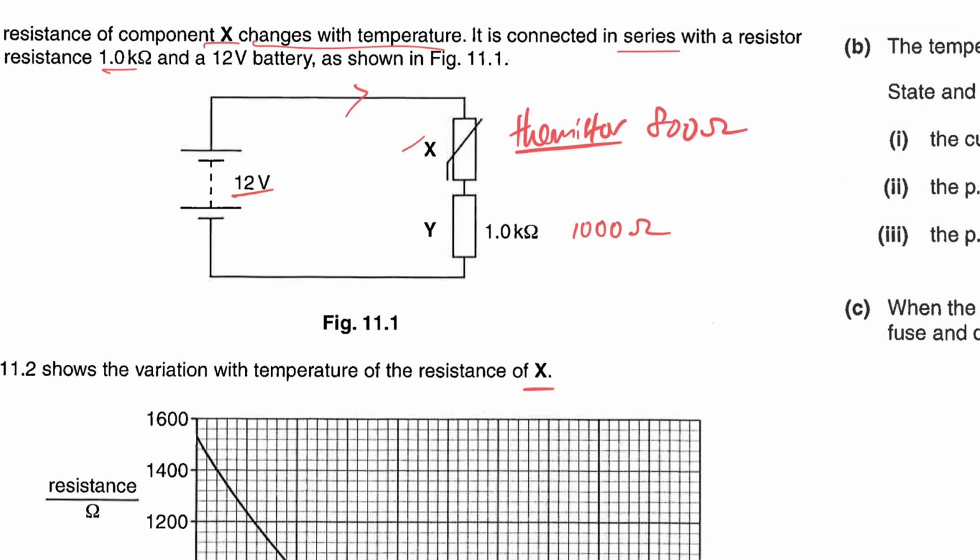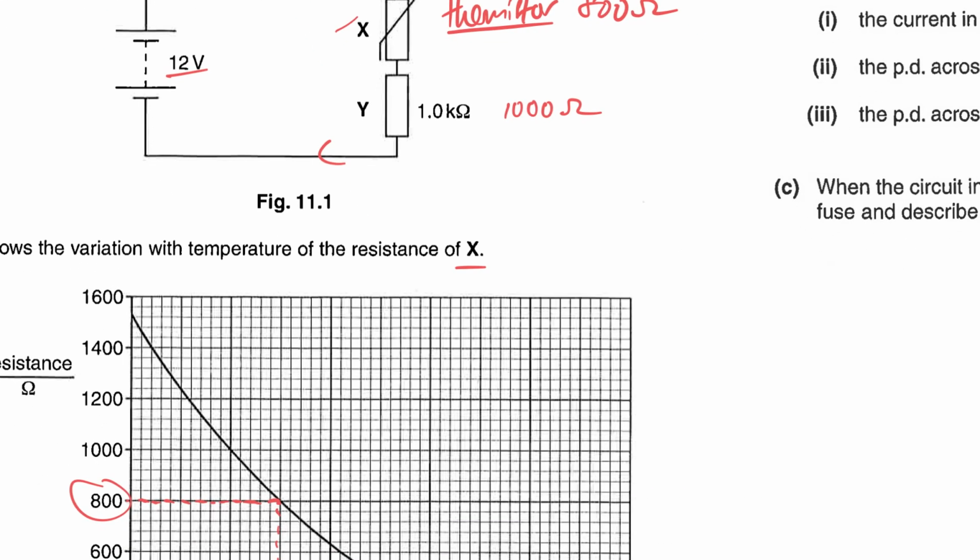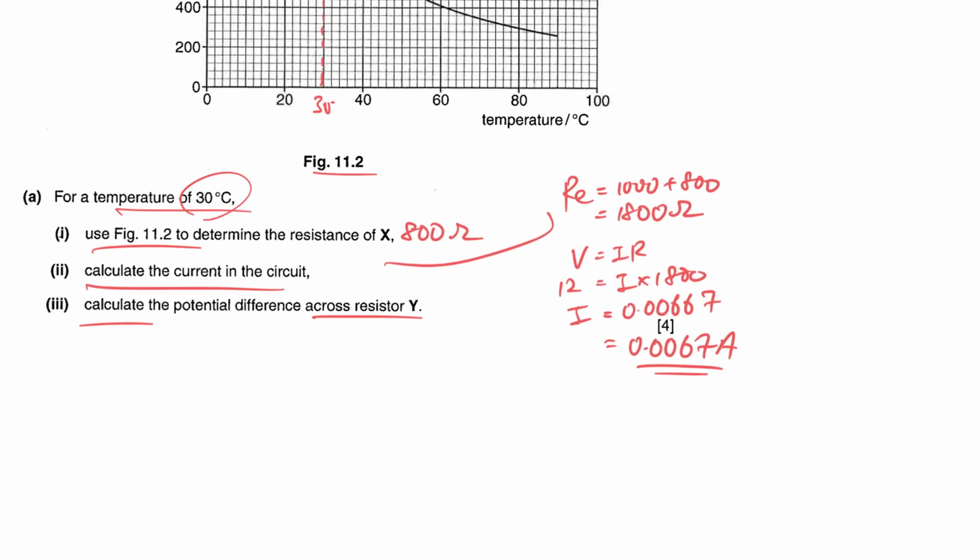Then for the next part, calculate the potential difference across Y. You know that this is connected in series, so the current flowing through X and Y will be the same. Very simple, V equals IR, and you have found that the current is 0.00667 times the resistance 1000, so you get 6.67, and likewise round off to 6.7 volts. So that's how you solve for part A.